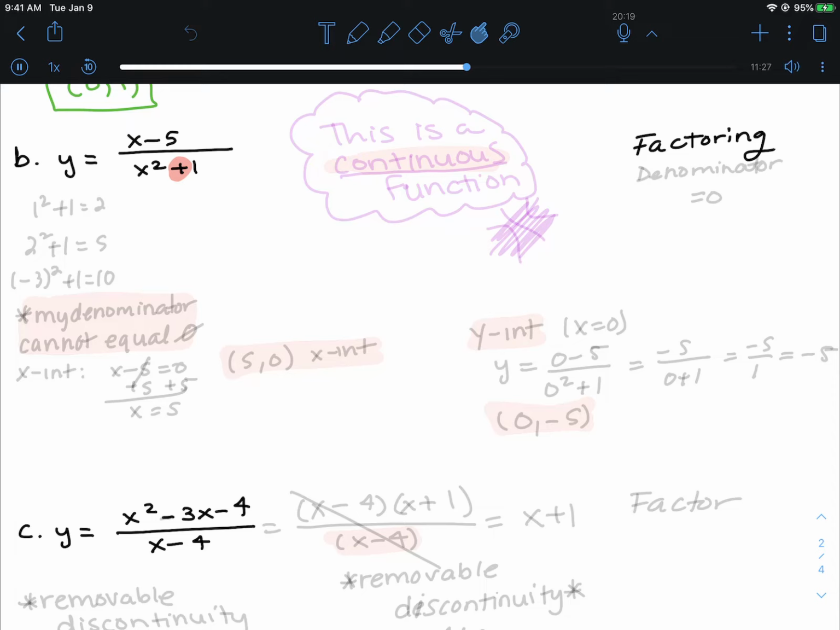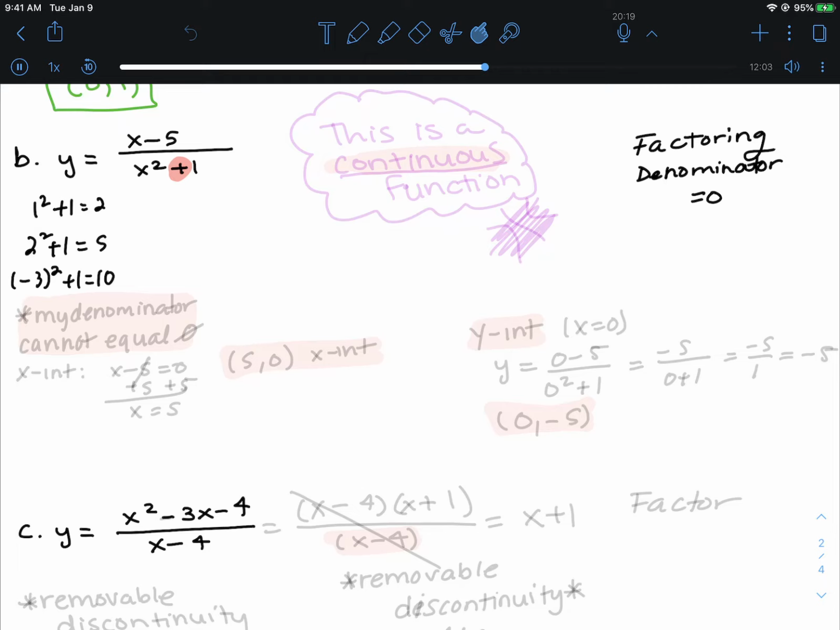Now, I need to try to see, is there something that can make my denominator equal to 0? Well, I do see that I have an x squared plus 1. So that means that whatever x squared is, I'm always going to be adding 1 to it, right? So let's say 1 squared. Well, what's 1 squared? 1 plus 1 is 2. You can get 2 squared plus 1, that'll be 5. You can also do a negative. A -3 squared, that's going to be a 9 plus 1 is 10. So there really is no number that you can put for x to make it equal to 0, right?